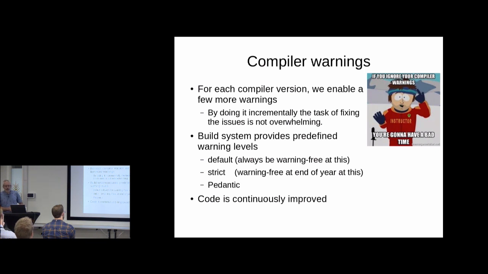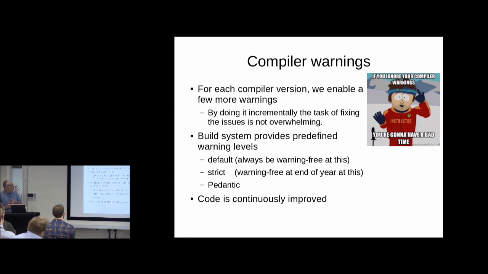For each new compiler version, we enable a few more warnings. That is a pragmatic approach. We want to have a strict compiler, but if we increase the strictness too much, the developers will either give in or the project managers will say that there is no money to fix the issues. So we just make it a little bit stricter every year.